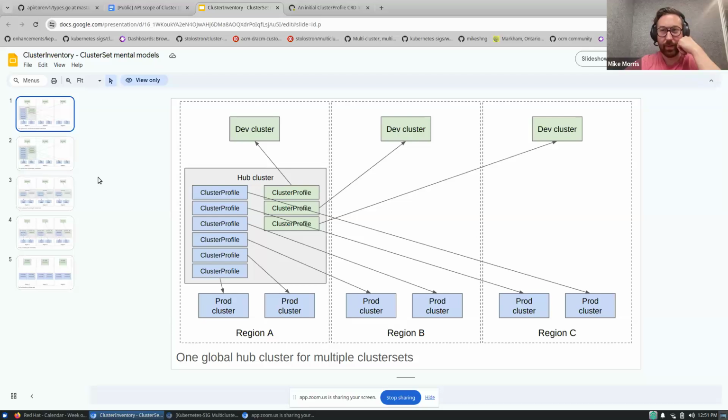So I think I can directly answer that question. Cluster set is well defined in MCS API and KEPs already to be a set of multiple clusters which have an assumption of sameness, such that a service by a given name in a given namespace is assumed to be logically identical to a service by that same name in that same named namespace in another cluster within the cluster set.